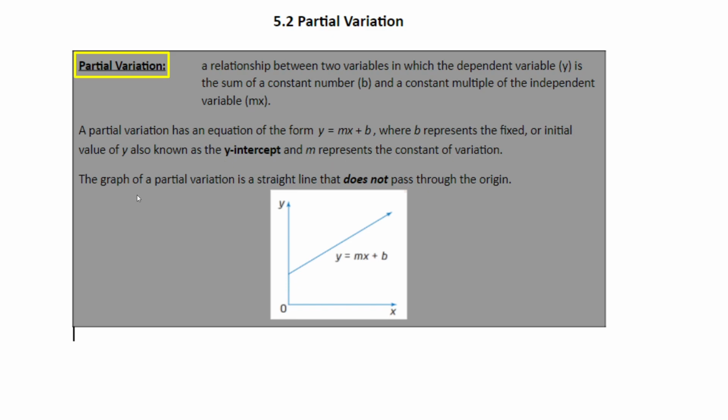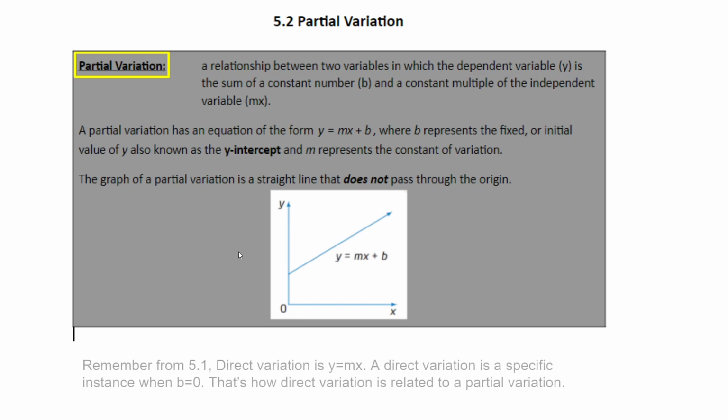Now notice that this does not pass through the origin. So y is not going to be a constant multiple of x anymore, and we'll see that more in depth. The direct variation and the partial variation are related because the direct variation is just a specific instance of a partial variation where the y-intercept is at the origin. So the direct variation is just a specific instance when b equals 0, and that's how the two are related.